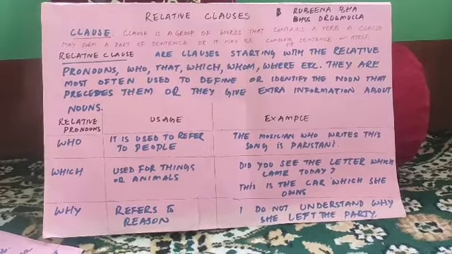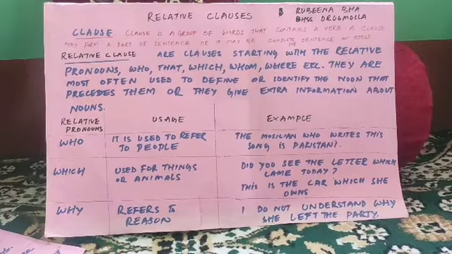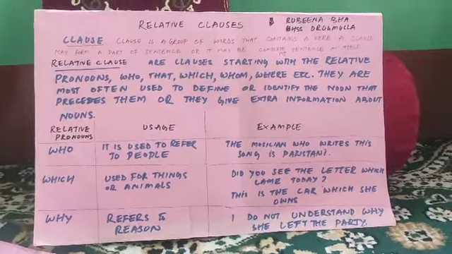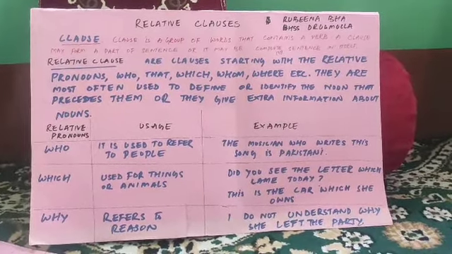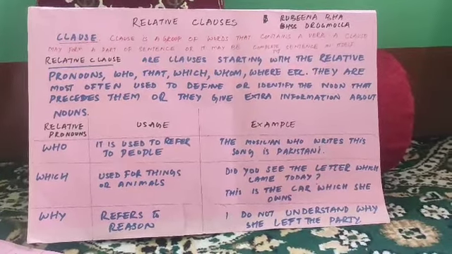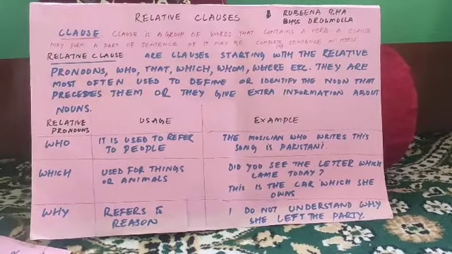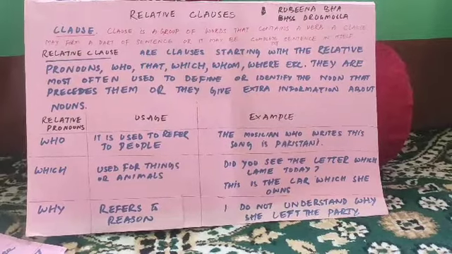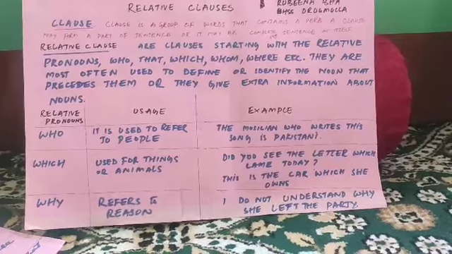The first one is who. The relative pronoun who is used to refer to people. For example, the musician who writes this song is Pakistani. We can say the musician writes this song, is Pakistani. Now we can say with a relative pronoun that the musician who writes this song is Pakistani.